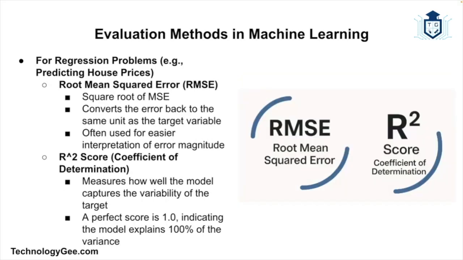And then we have what is called the root mean squared error. So this is just like the square root of MSE, but this puts the error back into the original unit, like if we're dealing with dollars. And then you have the R squared score, or the coefficient of determination. And this measures how well the model explains the variability of the target. And a score of 1.0 means a perfect prediction.